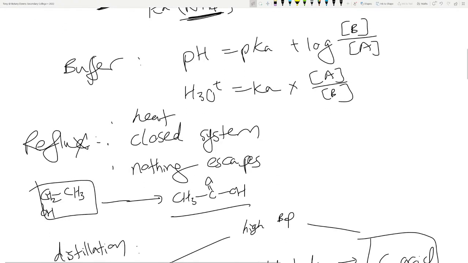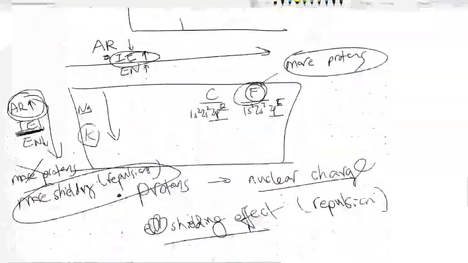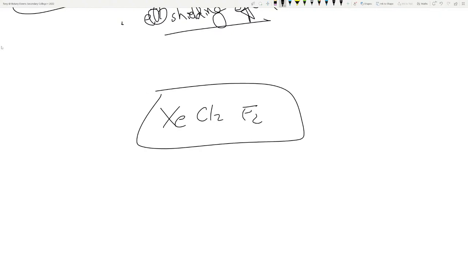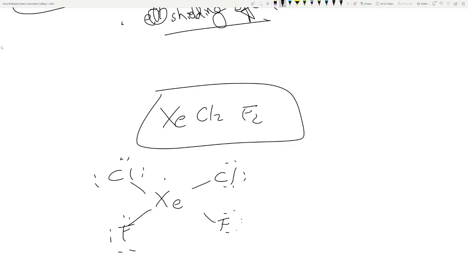How would you write a polarity paragraph for XeCl2F2? This is for Gloria. So for something like this, you can draw the shape, you can draw the Lewis diagram. It's going to look like this, these guys are going to look like that, and then it's going to look like that.